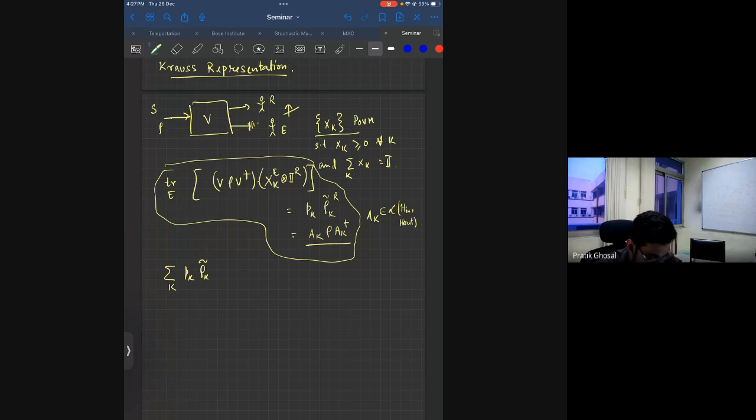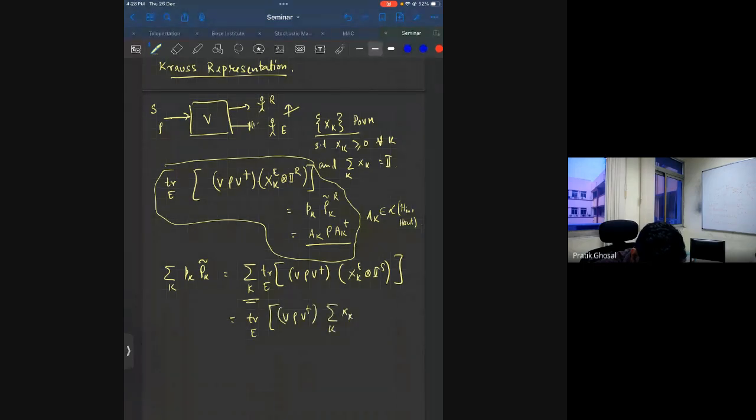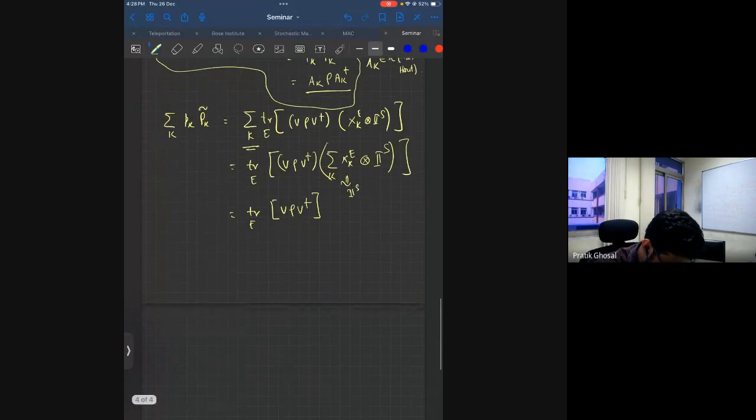So the effective state of the receiver end will be the summation over k, and since trace is a linear operator, you can absorb the summation sign inside, and do the summation like this. And this is nothing but identity again. So you are basically left with the action of the channel on the state. That we can write like this.